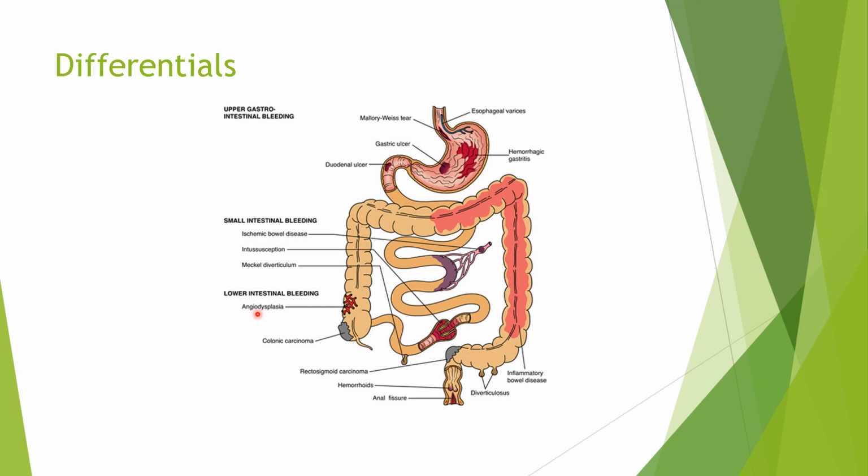The next thing we can look at is angiodysplasia, which is abnormal blood vessels. We're not sure why these occur, but these are fragile, they can break and they can bleed easily. And here you can see a colonic cancer and a rectal sigmoid cancer, which can also cause, as well as blood loss, weight loss, fatigue, fevers, and change in bowel habits.